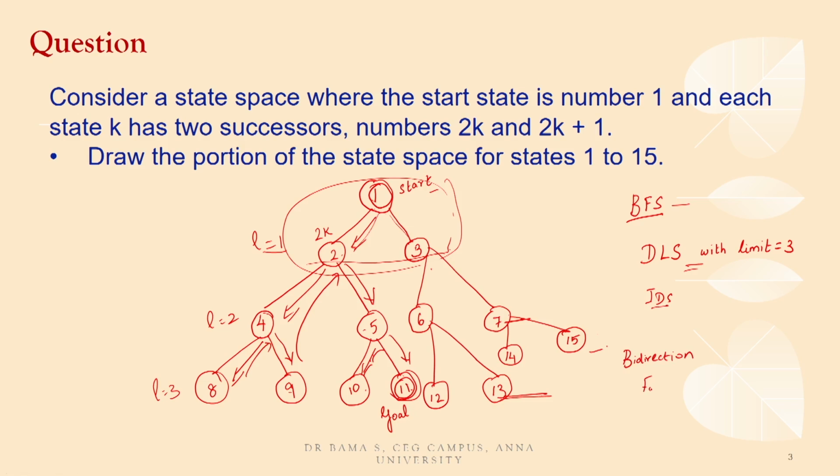For the bidirectional search, the branching factor in the forward direction is going to be 2 because it is via this route and this route, whereas in the backward direction it is going to be 1 because from 11 it is going to go this way. So, that is typically the answer to last week's module.